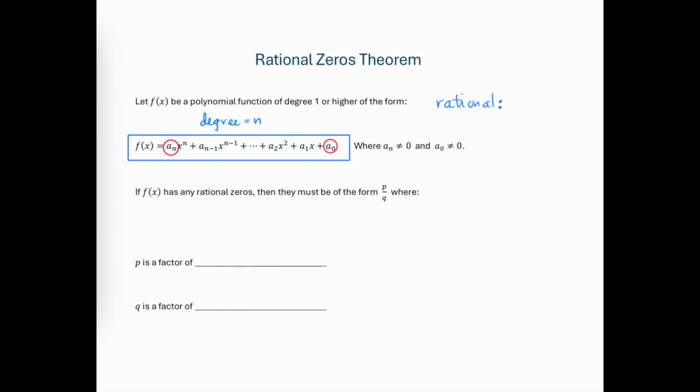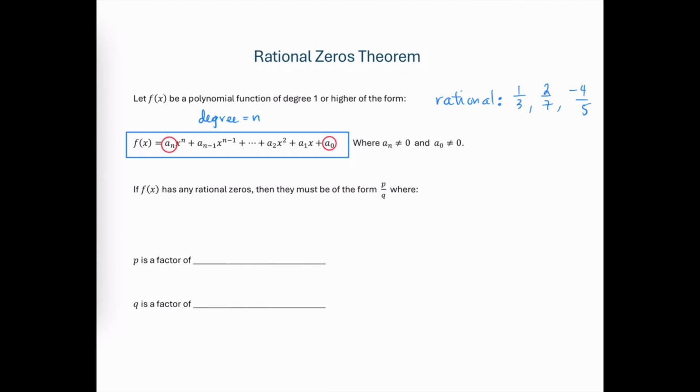As a reminder, a rational number is any number that can be written as a fraction. Here are a few examples. All of these numbers are rational. So if a polynomial function has a zero that is a rational number, that rational number must be of the form p over q, where p is a factor of a sub 0, which is the constant at the end, and q is some factor of the leading coefficient.